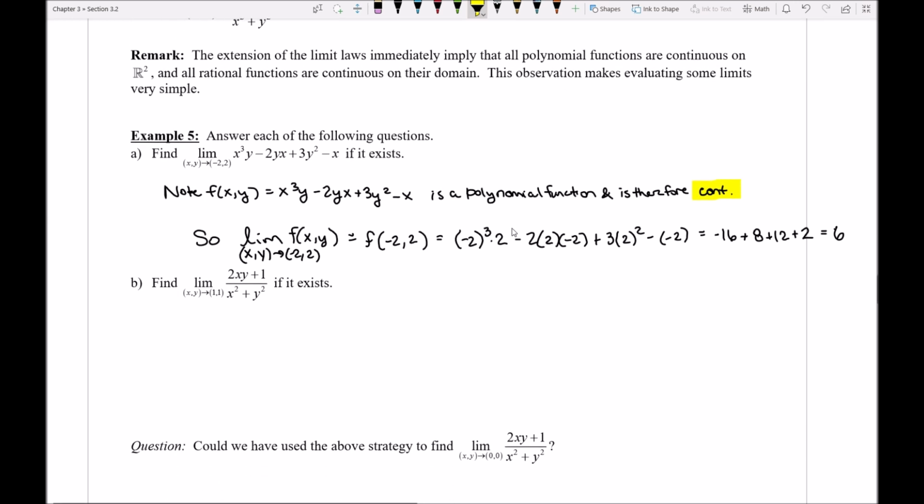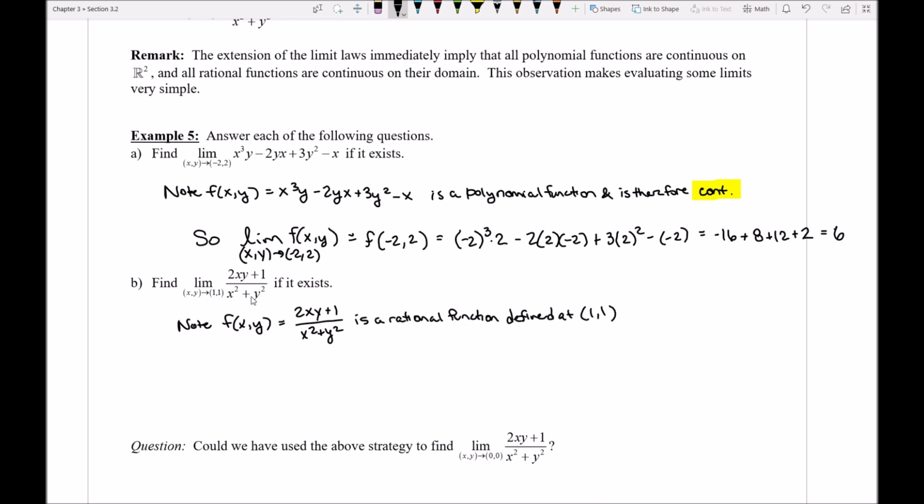Okay, take a look down here, part B. I should be able to find this limit super easily. I can again say, oops, swap that back. Note f of x, y, which is equal to 2xy plus 1 over x squared plus y squared, is a rational function. And I'm going to make a note here that it is defined at 1 comma 1, which is what I'm approaching right now. There's no conflict with 1 comma 1.